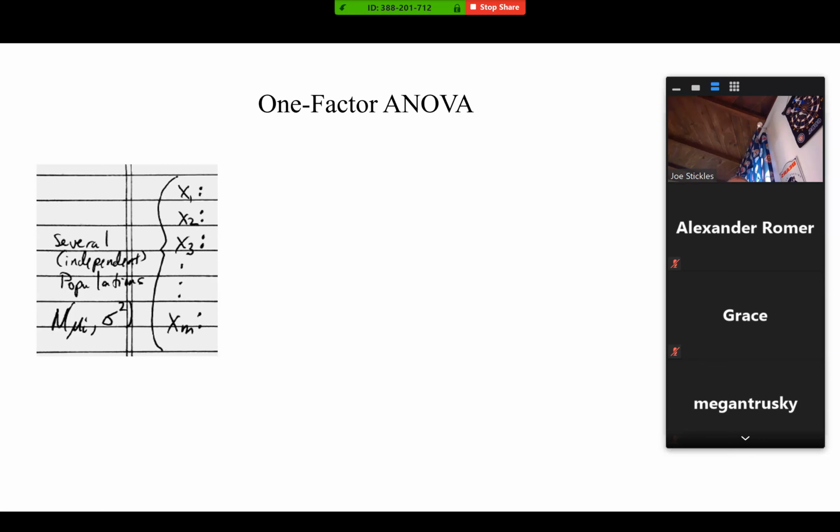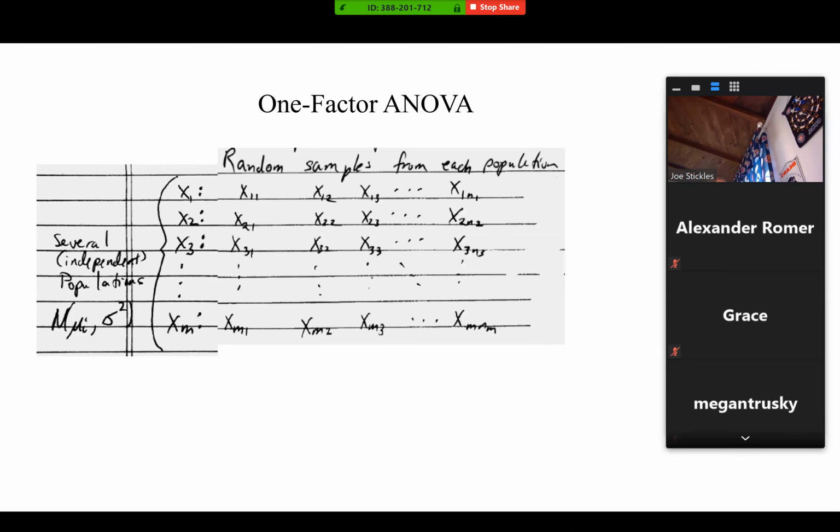We're assuming that they're independent. We're assuming that they are all normally distributed, perhaps with different means, but all with the same variance. Okay? So we're going to call those populations X1 out to XM, and we're going to take random samples from each population. The first subscript refers to the population you're in, and the second subscript is the number of the observation within that sample.